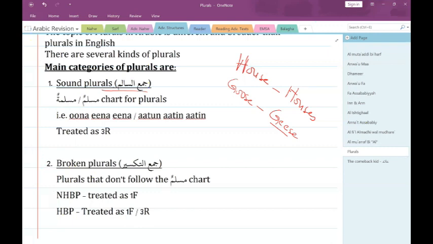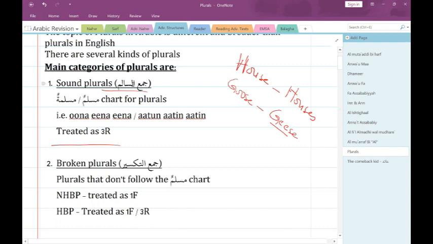Now, when you're looking at sound plurals, they're normally treated as three realities. We covered this long ago. When you have something in a sentence, you would treat it as three realities, or if you're describing something, you would describe it as three realities. What do we mean by three realities? Basically, una, ina, atun, atin. You guys understand that? We covered this a while back. Okay, that's the first category.